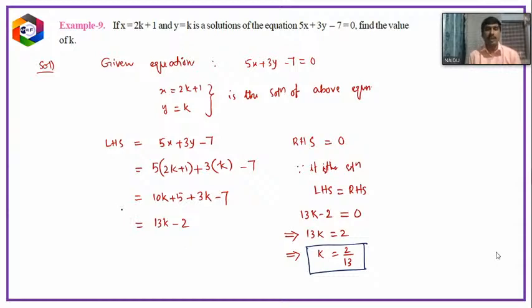Children, here the x and y solution is given in terms of k. Observe carefully, you have to substitute in the equation. LHS is 5x plus 3y minus 7, which upon substitution becomes 13k minus 2. And since RHS is 0, I equated. If it is a solution, then only we equate LHS and RHS. If it is not a solution, we should not equate them. Since it is a given solution, we equated LHS and RHS. So finally we get the value of k as 2 by 13.